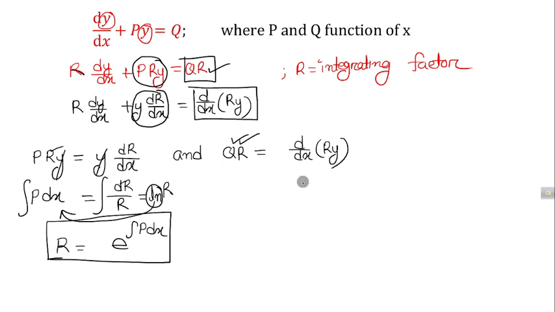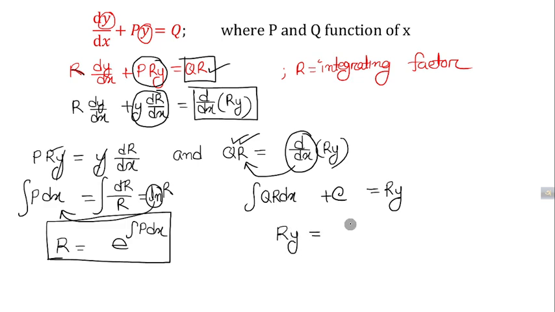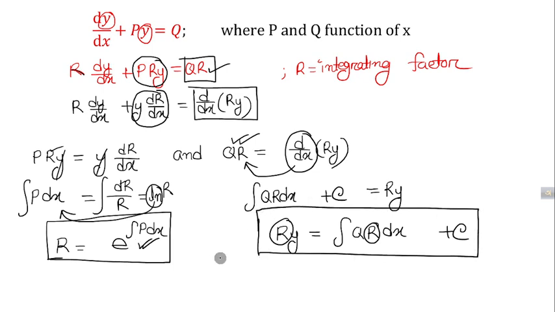Now let's work with this equation. So if I take this differential operator to the left hand side, I will have an integral operator, that is integral of qr, and we have an arbitrary constant c. Okay, so I can write ry is equal to integral of qr dx plus c, where r is equal to e to the power integration of p dx. So it's my formula.